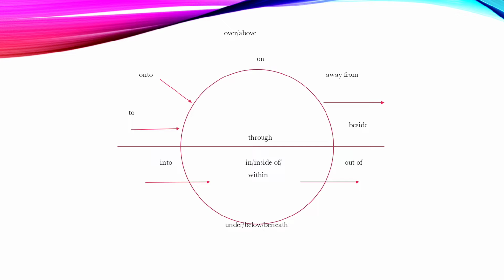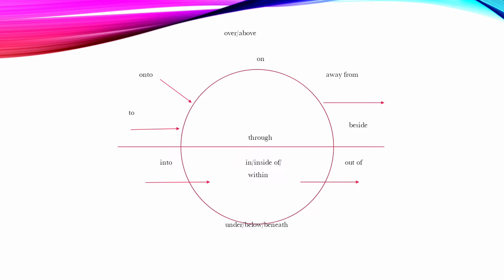To make it more clear and precise, I have given a diagrammatic representation of prepositions. Now you just go through that diagram. There is a circle and two words. If a thing is on the circle, we say on. If it is above, we say above and over. Onto, then to, into, to the inside, then under, below, beneath, all these things.